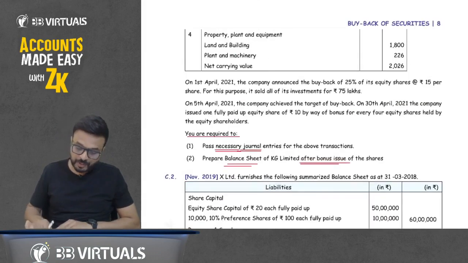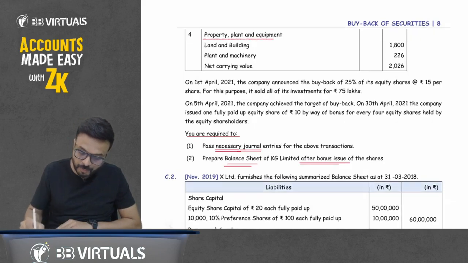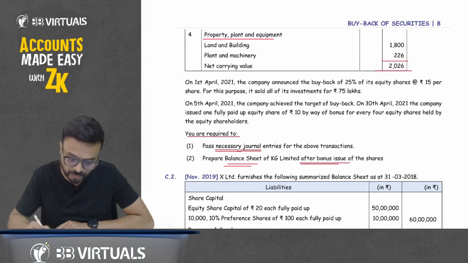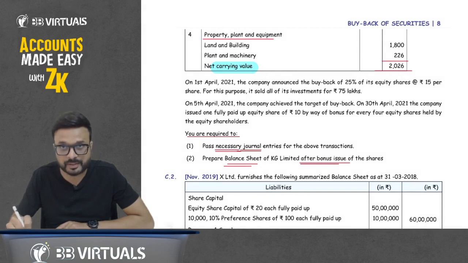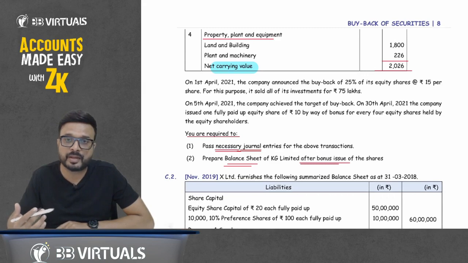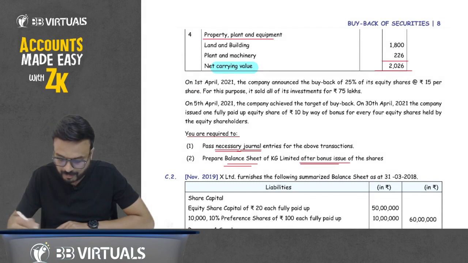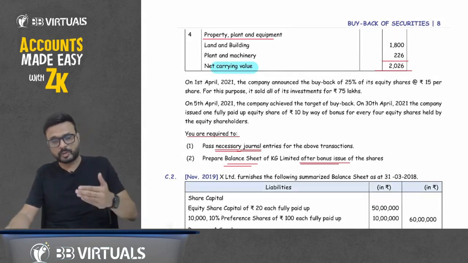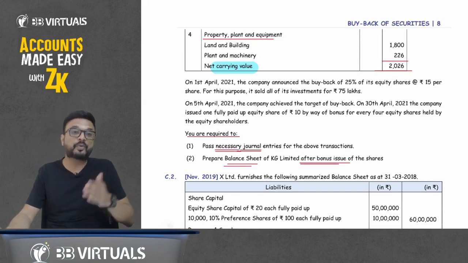2026. So here they have given us the details of property, plant and equipment. Land and building is rupees 1800, plant and machinery is rupees 226, and the net carrying amount, carrying amount means book value, is 2026. They use the word net because it is after the adjustment of depreciation, so here it is WDV. Anyways, the total of land and building and plant and machinery comes to 2026. So the balance sheet and notes to account are given, and this balance sheet is before the buyback.